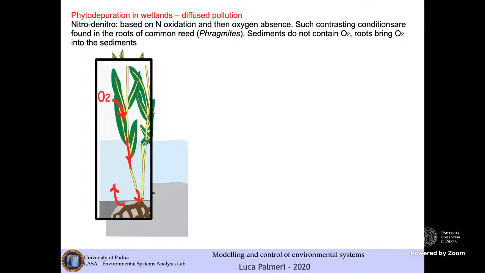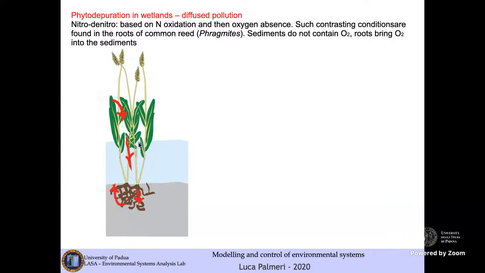This is the basis of phytodepuration processes in wetland. You have oxygen that is transferred from the plant toward the roots, and the presence of oxygen allows oxidation processes like the conversion of inorganic nitrogen forms like ammonia into other inorganic nitrogen forms like nitrite and nitrate. This is oxidation.